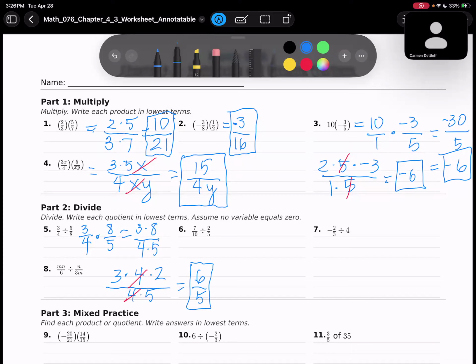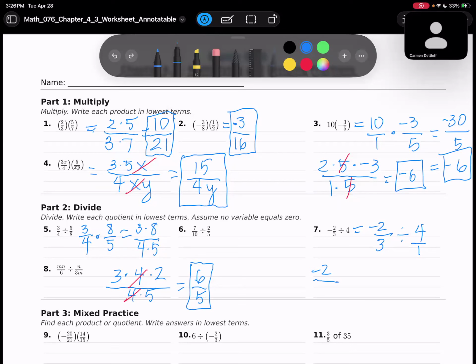Okay, let's look at number 7. And then I'm going to erase what I have over here, so I can have more space. So I've got negative 2/3. I keep the first one divided by 4. Okay, but 4 is really 4 over 1. Okay, so now let's change this division to multiply. So I get minus 2/3 times. That doesn't look like a fraction line. Let's try that again.